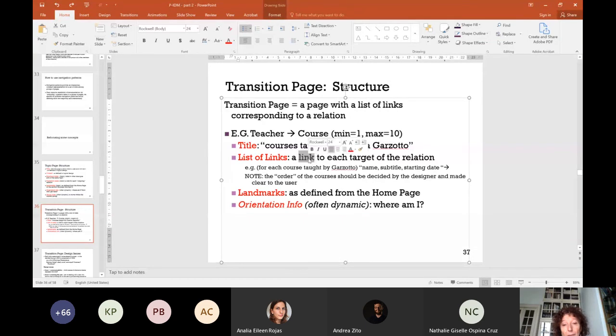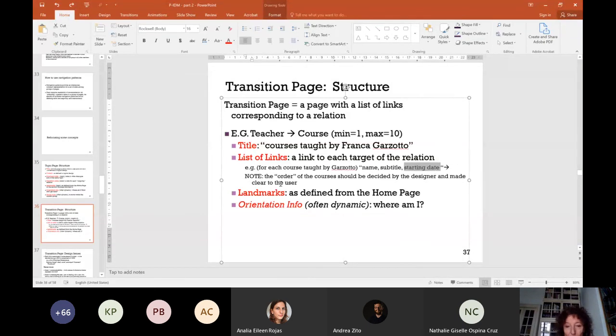The problem that we will discuss better tomorrow is how do I represent these links? That is another design problem, how I create the right label for this link. The label could be, for example, name, subtitle, starting date of the course. So the name can be Hype, subtitle, Hypermedia and web applications, starting date, I don't remember, 10th of May or March.